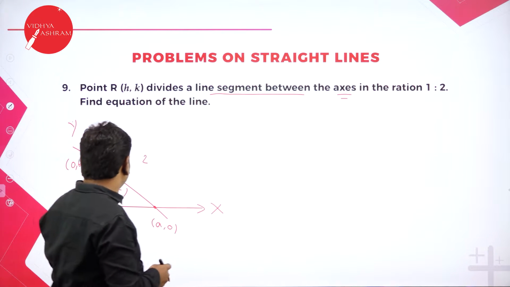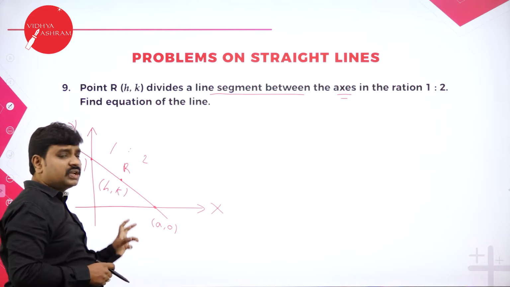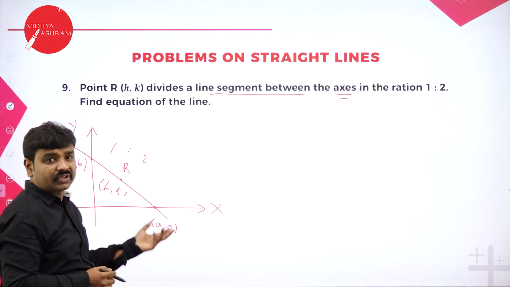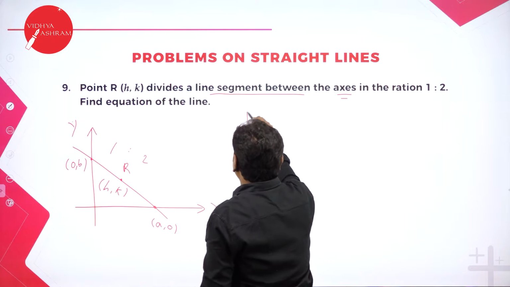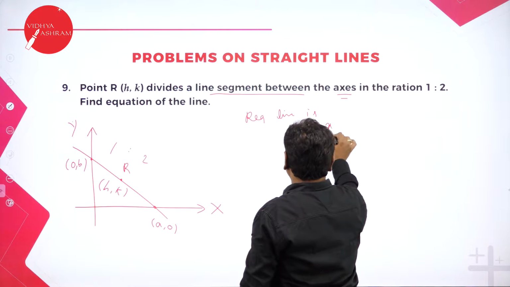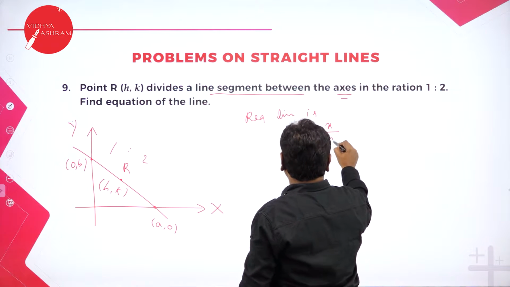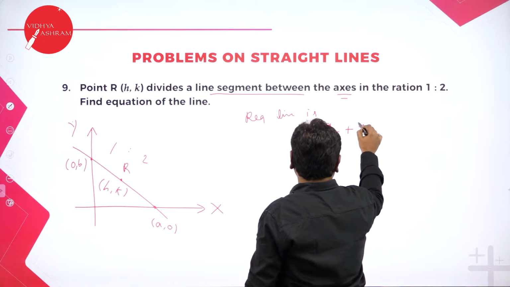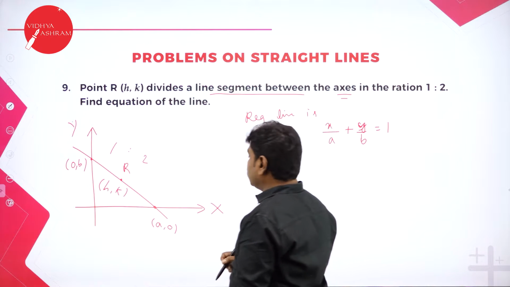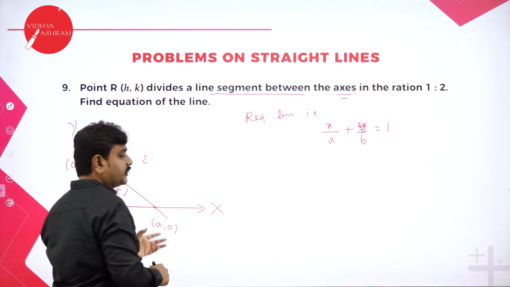So you can see these 3 points 0 comma b, h comma k, and a comma 0 are collinear. You can use the collinear concept, or you can use the intercept form. What is the intercept form of a line? So can I say the required line is x by a plus y by b equal to 1. This is the intercept form of the line. And to find a and b, they gave a hint.